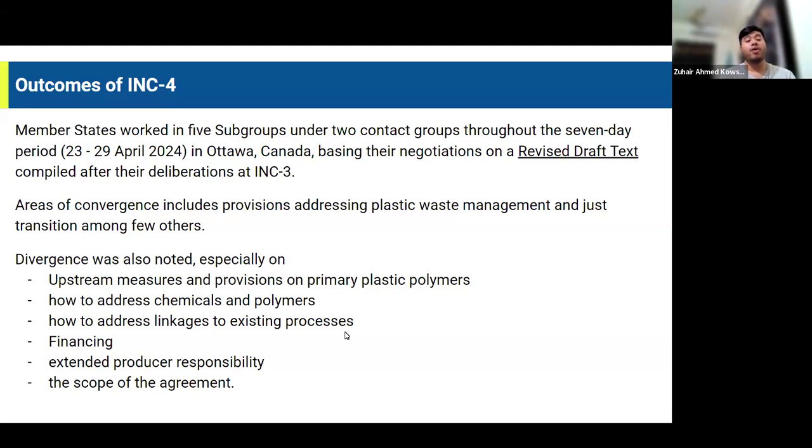But obviously, there is a lot of divergence that I have noted at INC4, specifically on the upstream measures. To be very specific, the provision of primary plastic polymers and how the chemicals and the polymers will be addressed, how the linkages with other existing instruments will be addressed, specifically the financing and extended producers' responsibility, and the scope of the agreement. These are the areas of divergence where the member states have divergent views, and those are captured by the co-facilitators of the subgroups.